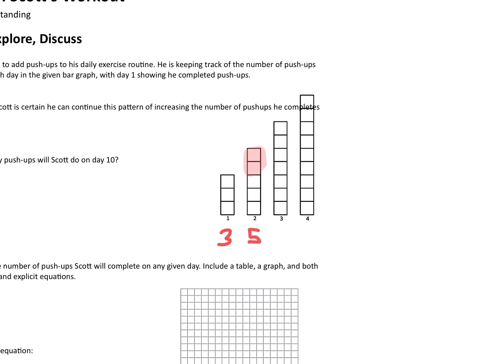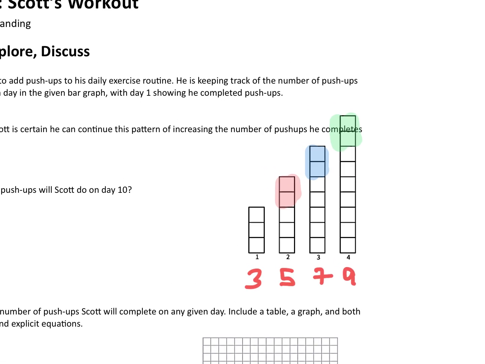And then it looks like he increased here on day 3 with another 2 to make it 7. And then it looks like again he increased by another 2 right there to get 9. So it looks like that is our pattern that we are adding to each day.